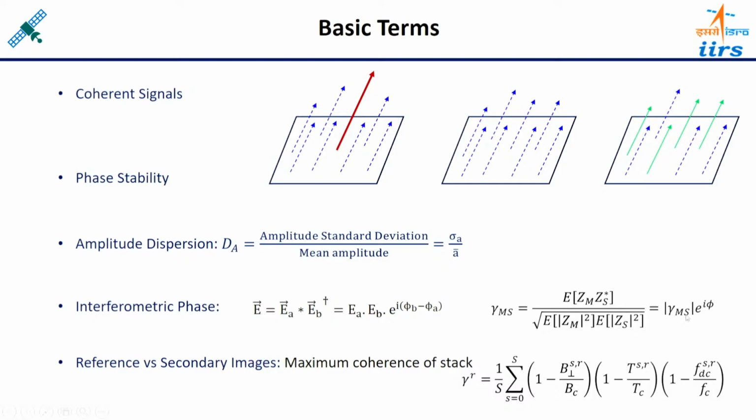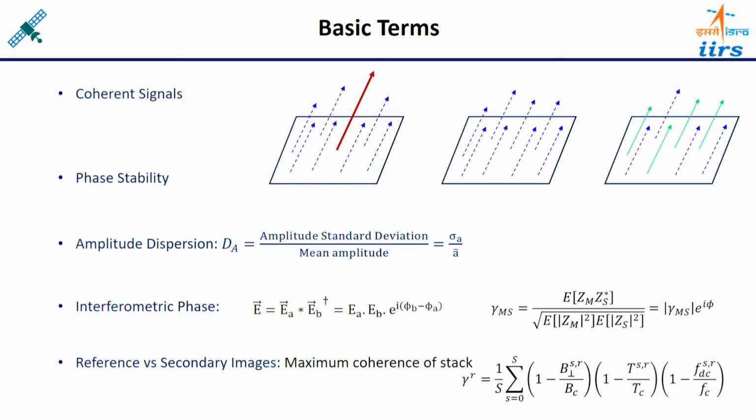So this is basically mod of gamma, which is called the amplitude of this coherence, and e to the power i phi is called the exponential term, and phi is called the interferometric phase. So this phi is nothing but phi b minus phi a. This way we can calculate the coherence, or you can say the correlation between the signals. So these are the basic terms. If you understand these terms, then you can understand the multi-temporal InSAR techniques easily.